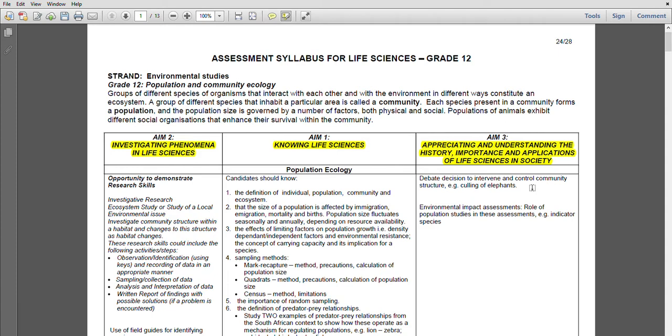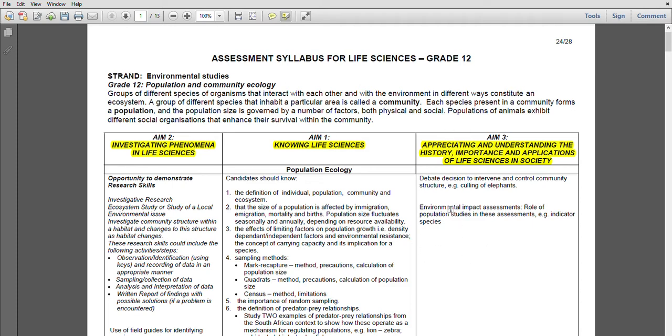So what you need to be doing, particularly in this aim 3 section, is you need to have these conversations with yourself. You need to be able to debate both sides of something. So the example here is giving culling of elephants. You need to be giving yourself the conversation to say, can I argue for yes, we should be, and what points potentially could I be arguing from? Or no, we should not be, and what sort of points should I be arguing from?